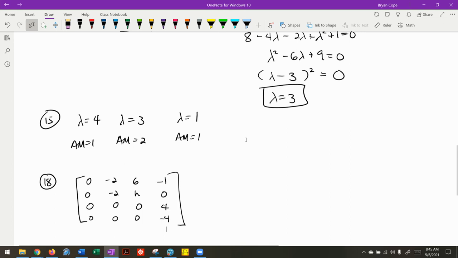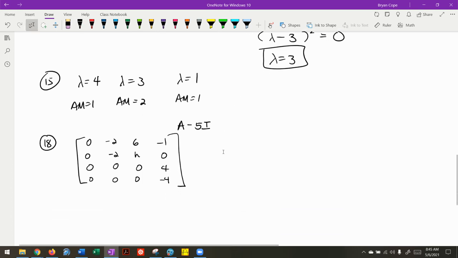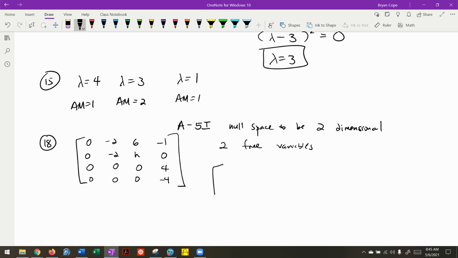Okay, so this matrix is A minus 5I, and we want the null space of this. So we want the null space to be 2-dimensional, which means we want 2 free variables. Okay, 2 free. All right, so let's begin by row reducing this matrix, I guess. Put it into a form that makes a little bit more sense.